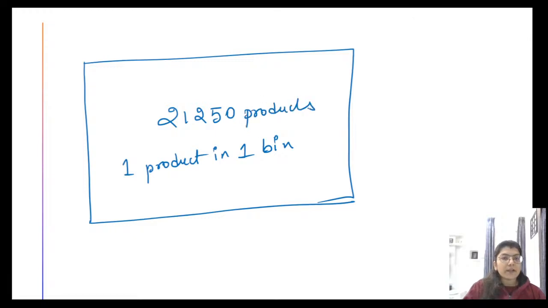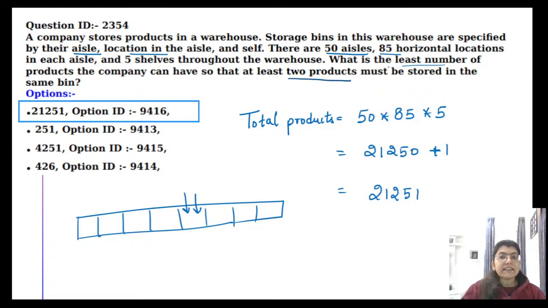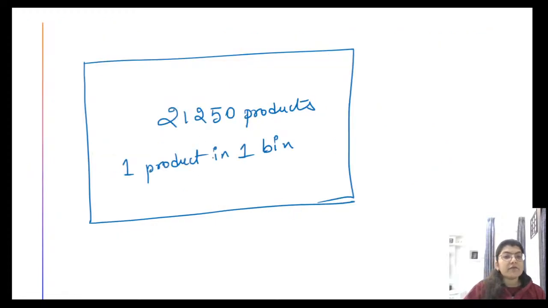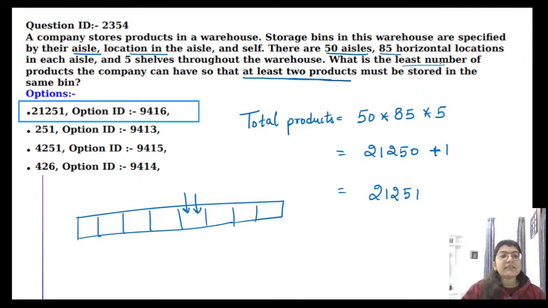Now, if you read the question, they are saying what is the least number of products the company can have, so that at least two products must be stored in the same bin. Now, abhi tak I am storing one product in one bin. Now they are saying that at least two products must be stored in same bin, and with this they have kept this condition also, that least number of products. अब ऐसे तो you can add any number आप add कर लो, 1 2 3 4 5 6, because what I want is that at least two products must be stored in same bin. ठीक है, अगर ये मेरा bin है, so I want कि कम से कम दो products इसमें store हो.